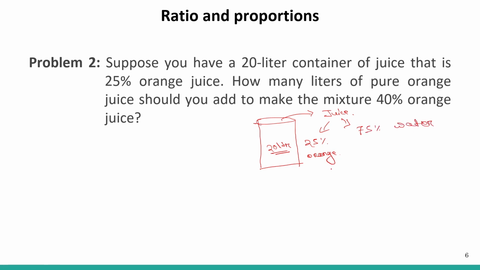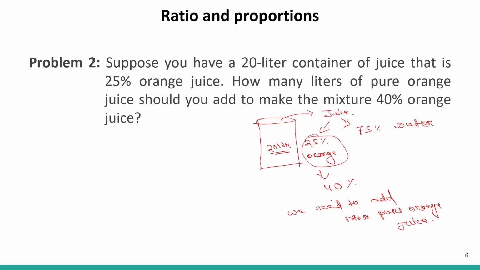What we want to do is increase the percentage of orange juice from 25 to 40%. So what we need to do is add more pure orange juice, right? If we add some X amount of pure orange juice, then the percentage converts to 40.